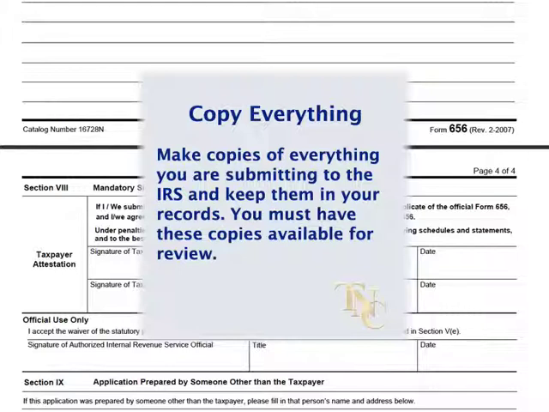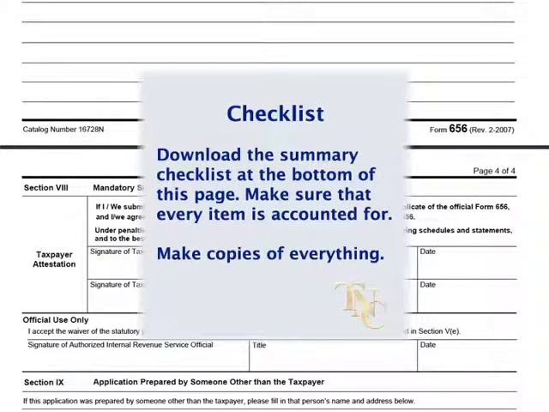There's one more form we need to download and check off. I want you to download the Offer and Compromise Summary Checklist. You need to go through this and make sure you have collected every document that is on the list and check off each one as you collect them.